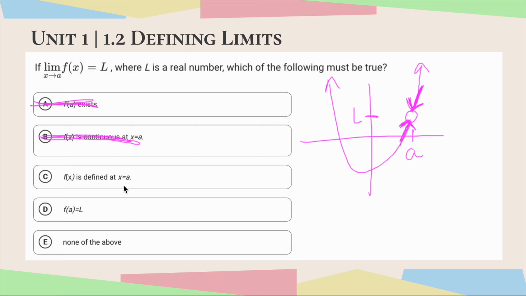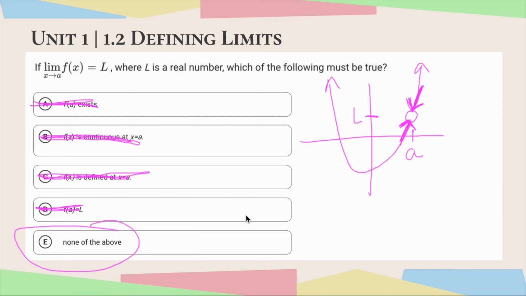C, f of x is defined at x equals a. So again, at x equals a, which is right here, this function is not defined, right? So we're going to say no to that. And then D, f of a equals L. Well, no, again, we could, in theory, have a closed-in circle down here where f of a equaled some other value, right? It could equal, let's just call it, negative 5 or something. But again, we don't even have that at all. So we can definitely eliminate D. And so therefore, we're left with the only option, which is E, none of the above.